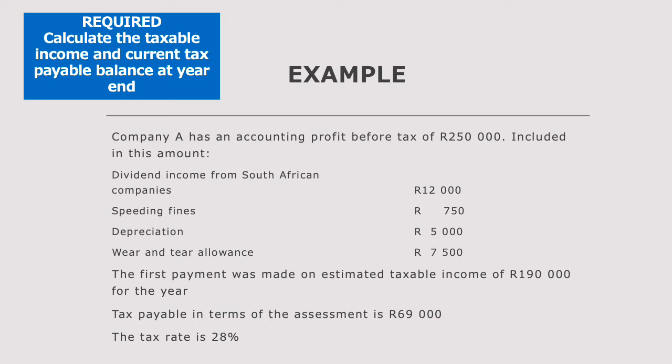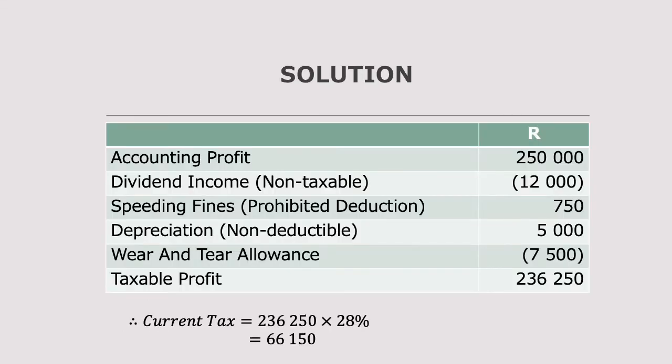The first provisional tax payment was made based on an estimated taxable income of 190,000 Rand for the year. Tax payable in terms of the assessment of tax is 69,000 Rand. The tax rate is 28%. Once again, our starting point is to calculate the current tax for the year, and in order to do that, we need to calculate taxable income.